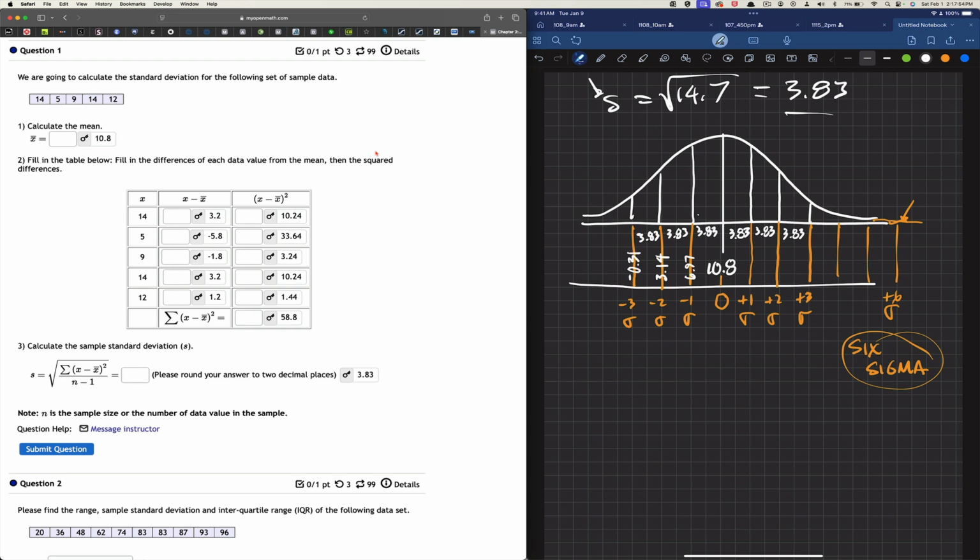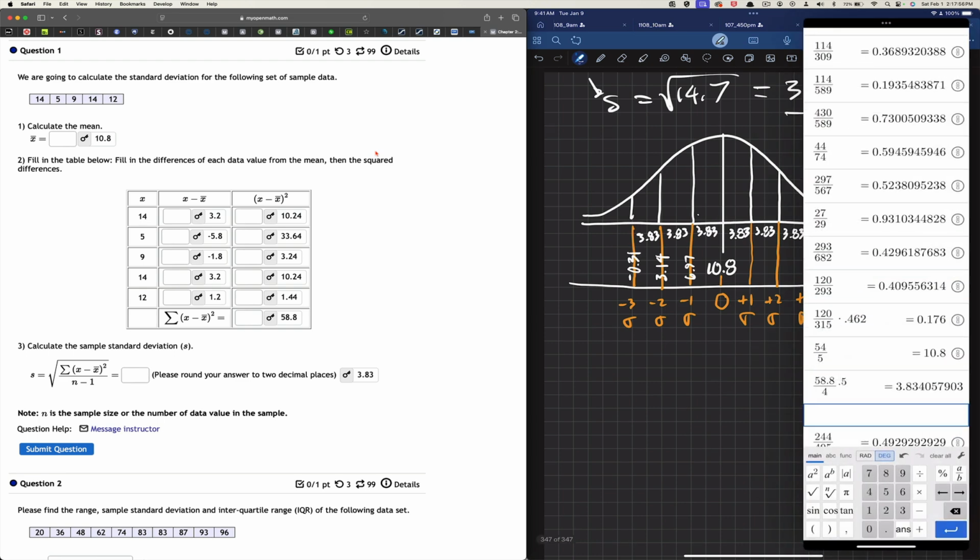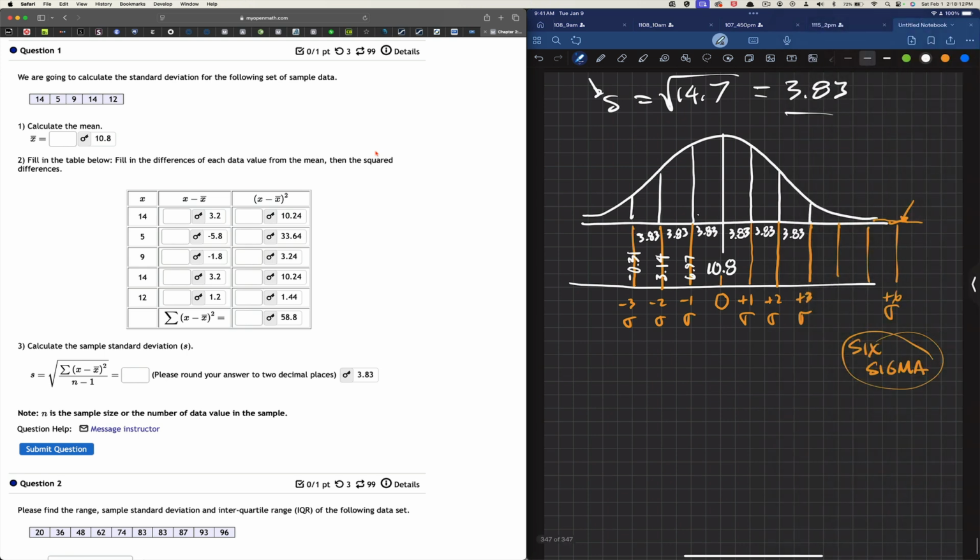I'll check it very quickly. 10.8 minus 3.83. Minus 3.83. Minus 3.83. Oops, 6.9. Wow, I had a serious blunder. 6.9 it was, huh? 6.9. Yeah, whatever.